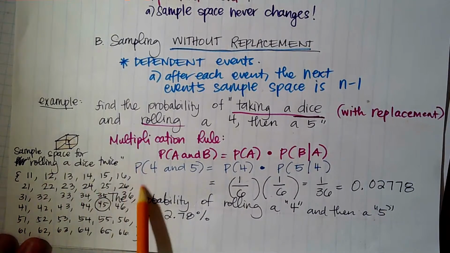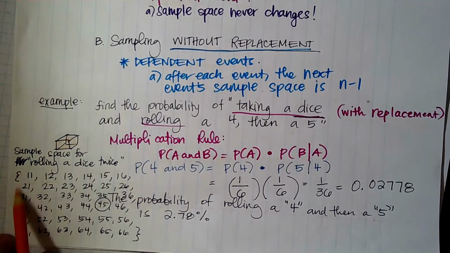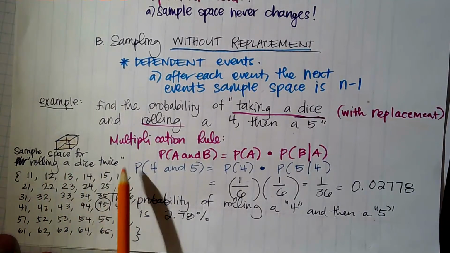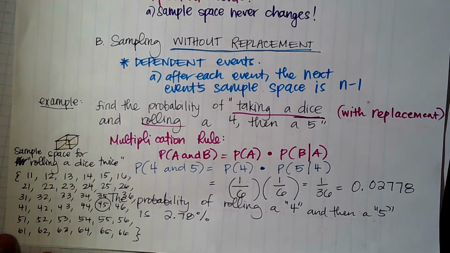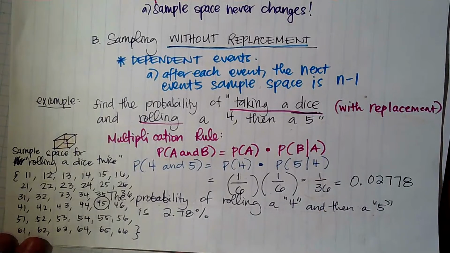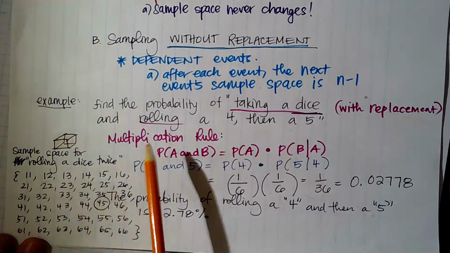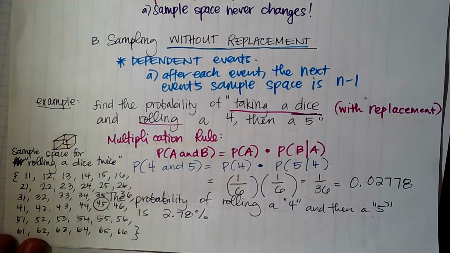So I was able to break it down into all the different possibilities. And if you notice, there's a total of 36 items in my sample space. And that's represented right here. And how many of them have a 4 first and a 5 second? Only one. This right here says I roll 4 and then I roll 5. So 1 out of 36 is right there, and it still proves that my multiplication rule is valid.